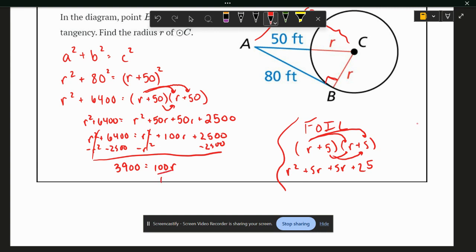Going back through, I'm going to divide this by 100, and I'll end up with 39 is equal to r. So my radius is going to be 39 feet.